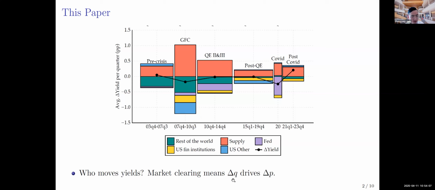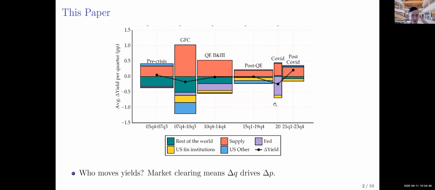And in the second step, we have market clearing. That tells us how a given amount of delta Q translates to a given amount of delta P, the price change. By doing that, the authors can attribute the price changes in the treasury market in different periods into the portfolio rebalancing or quantity changes of different investor categories. So for example, here, I think this is a yield. We can see that the foreigners contributed to a lower yield pre-crisis because they were buying a lot.